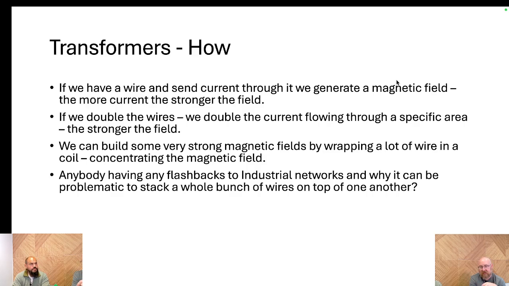The more current, the stronger the field, right? If we double the wires, we double the current. We already kind of talked about this when we were talking about electromagnetism, but think about what that means here. And when we talk about strong magnetic fields, this should also trigger us back to this wonderful slide that we're going to see next again.